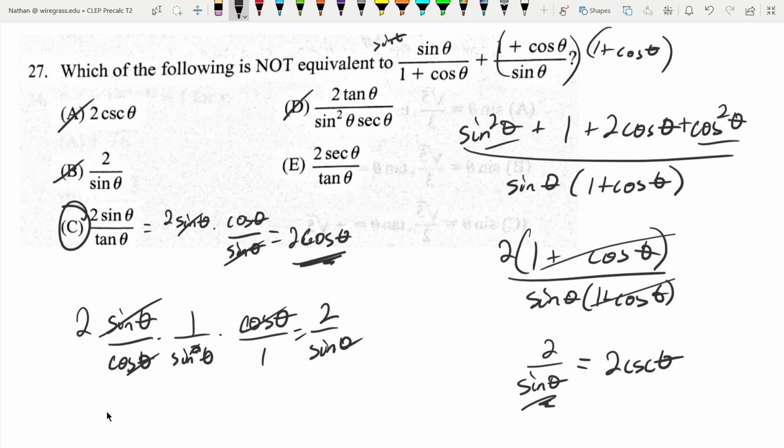And then here we have 2 times secant, which is 1 over cosine, so we're going to have times 1 over cosine theta. Tangent is sine over cosine, but we're dividing by it, so it's going to be cosine over sine. Cosines cancel, and we get 2 over sine theta. So E is definitely not it too.